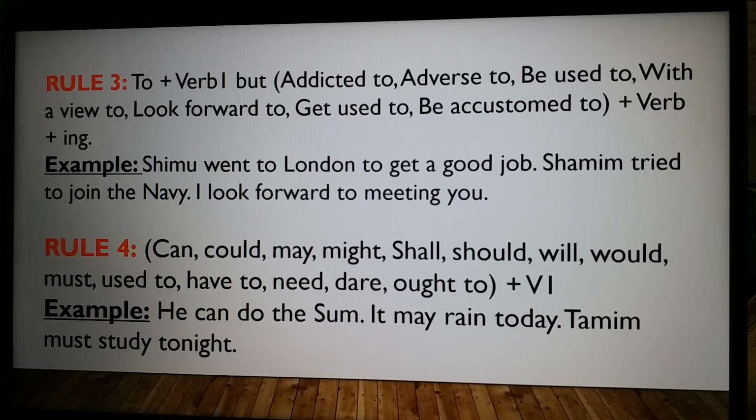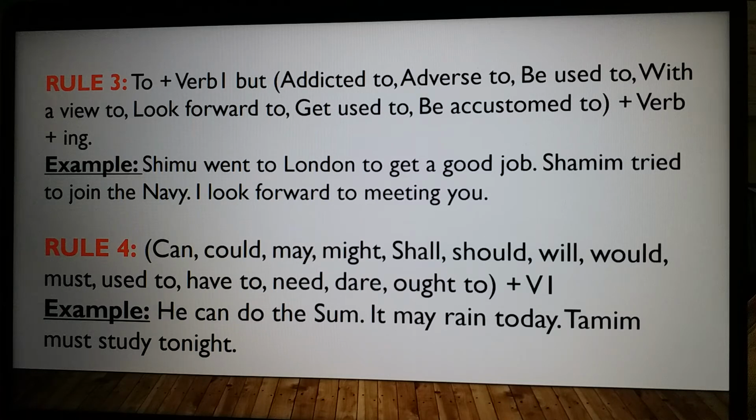Rule 3. To plus verb 1. That means after to, verb will always be in base form. But there are some phrases in English like addicted to, adverse to, be used to, with a view to, look forward to, get used to, be accustomed to, plus verb ing. That means although after to verb will be in base form, there are some phrases in English I have written here. After these phrases, we need to use verb with ing.